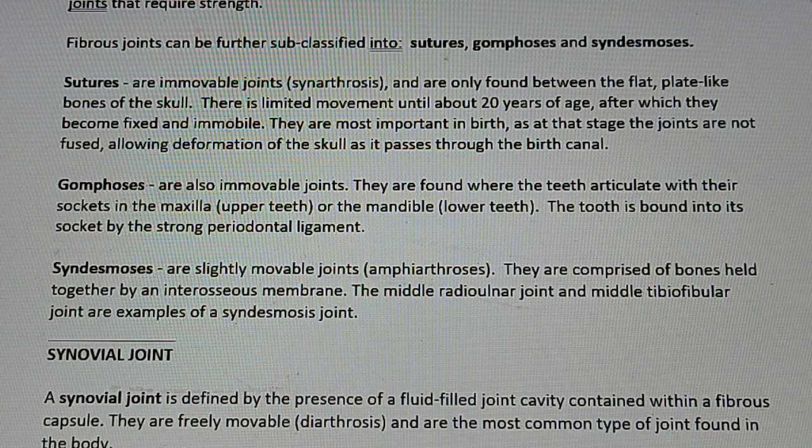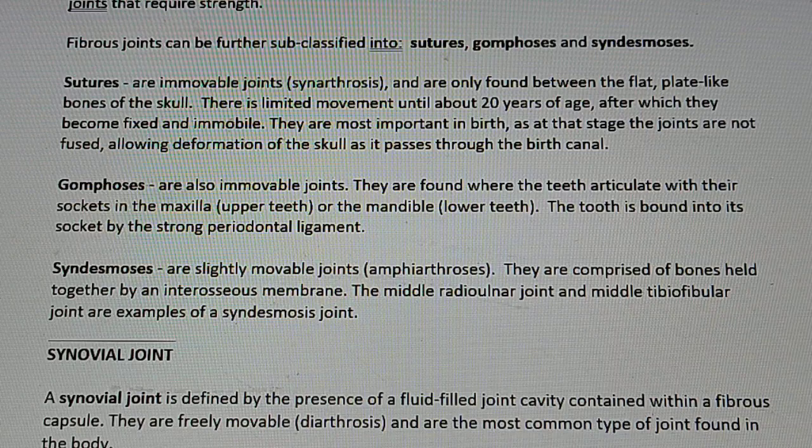Okay, so there's gomphosis. Gomphoses are also immovable joints. They are found where the teeth articulate with their sockets in the maxilla, upper teeth, or the mandible, lower teeth, and the tooth is bound into its socket by the strong periodontal ligament. So the sutures, the gomphosis, and the syndesmosis are the classification of fibrous joints.